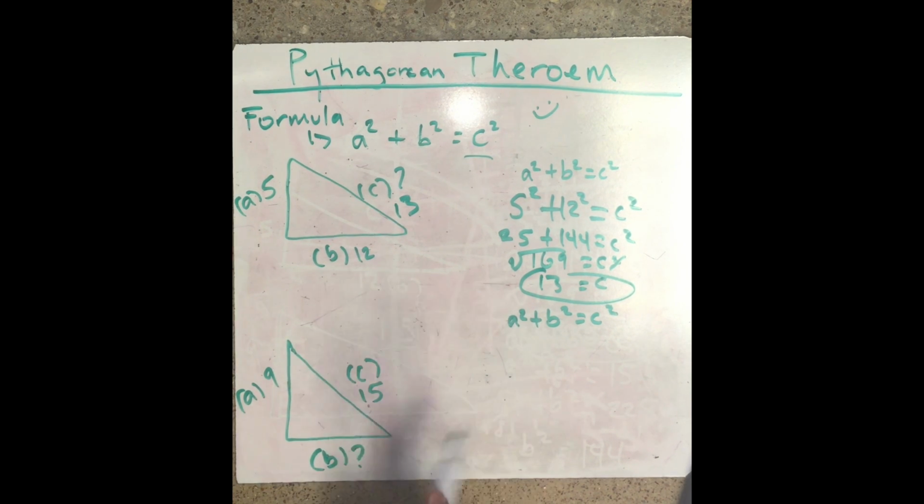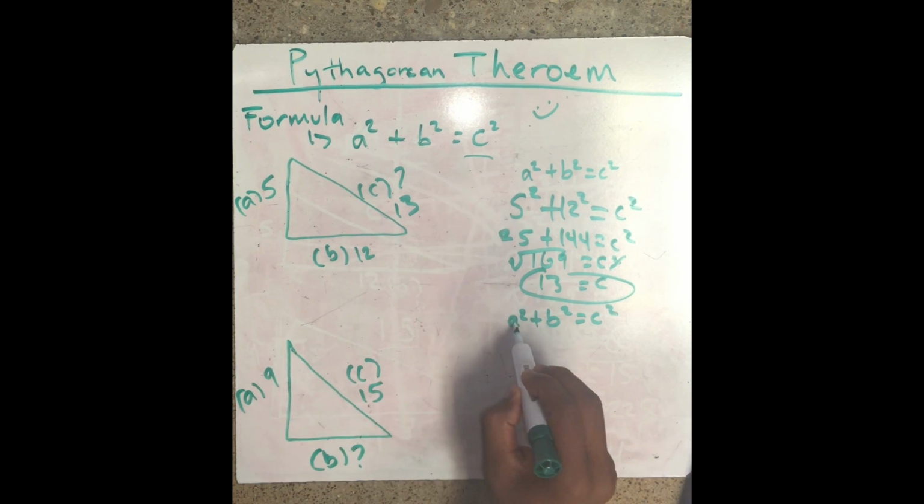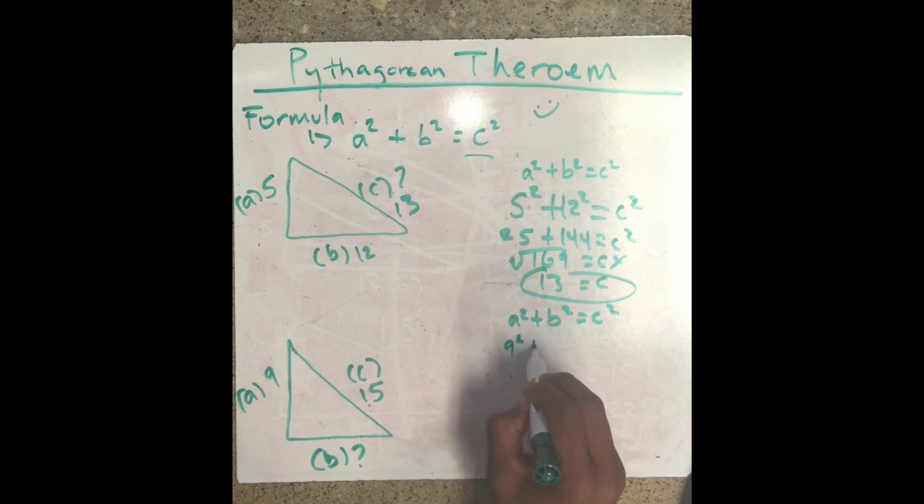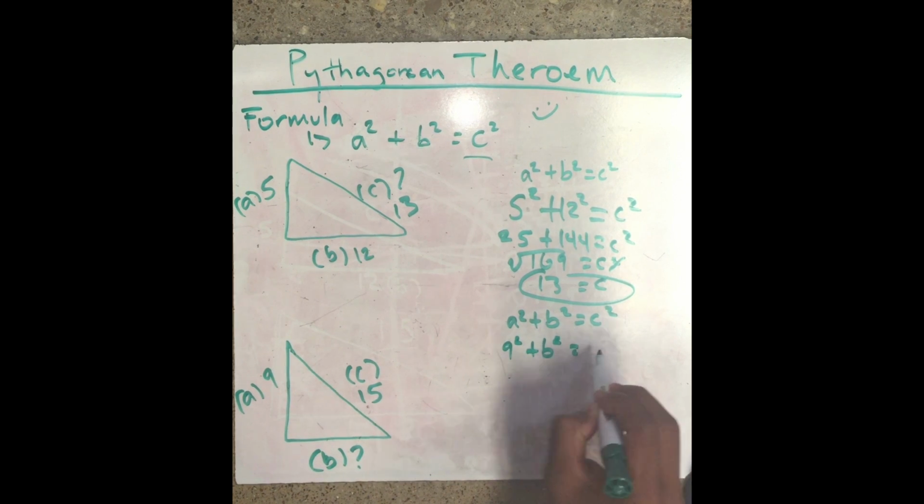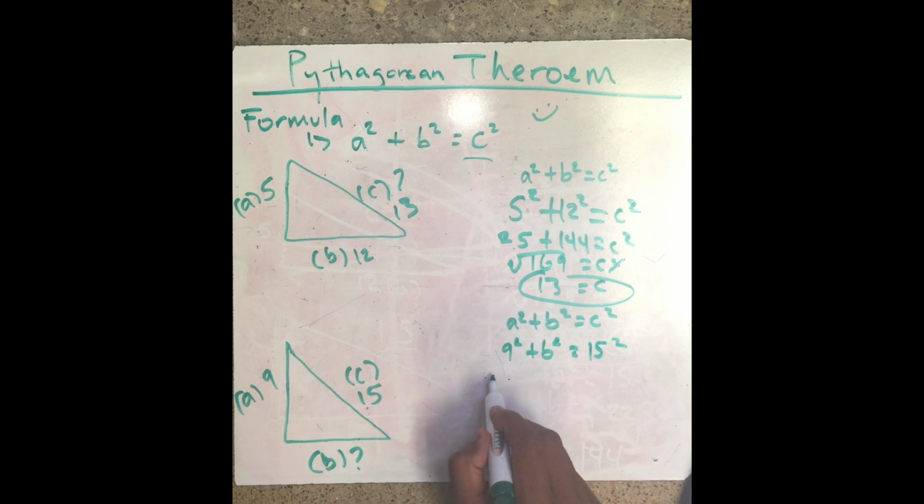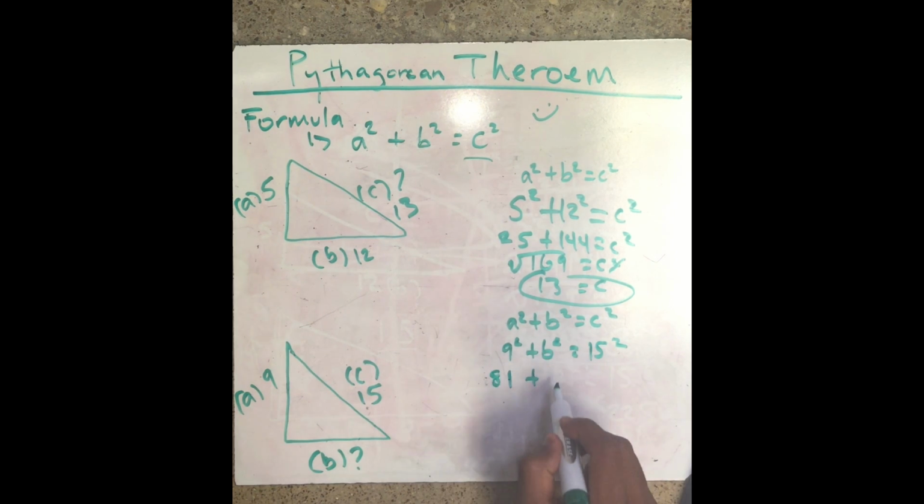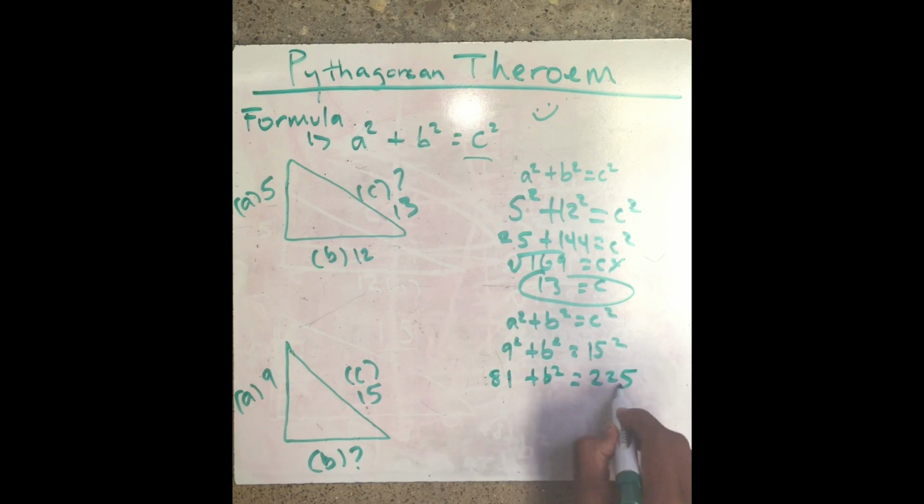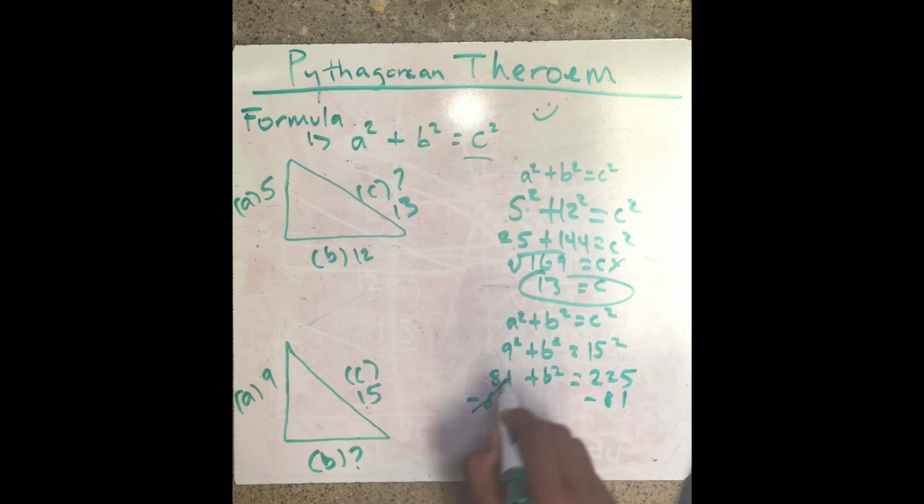For the next problem, we have to find out what side b equals. So we set up the same equation, a squared plus b squared equals c squared. 9 squared plus b squared equals 15 squared. 9 squared is 81 plus b squared equals 225. We have to take 81 from both sides to get b squared alone.